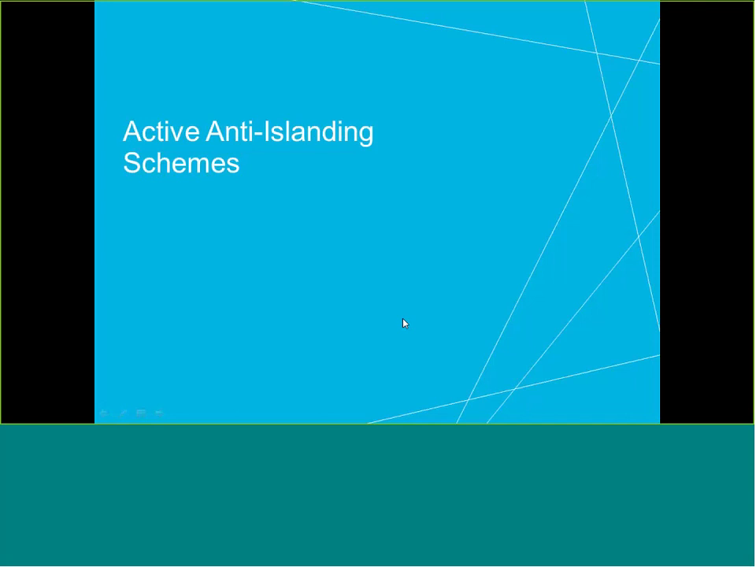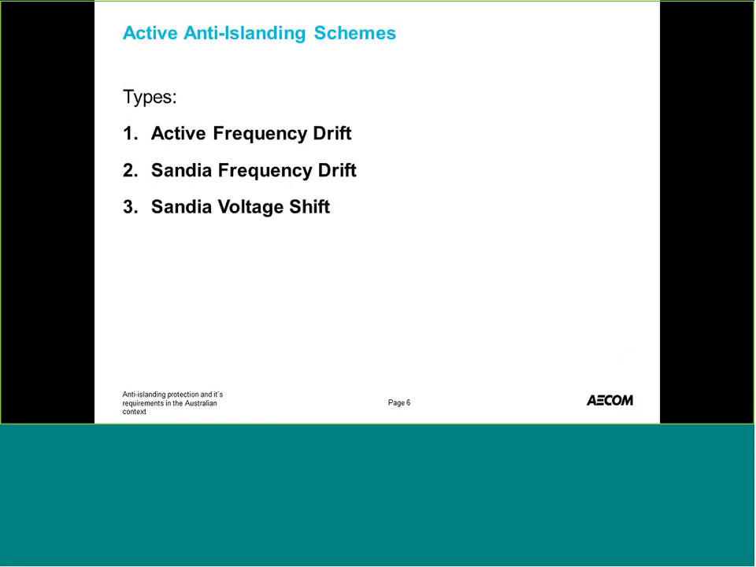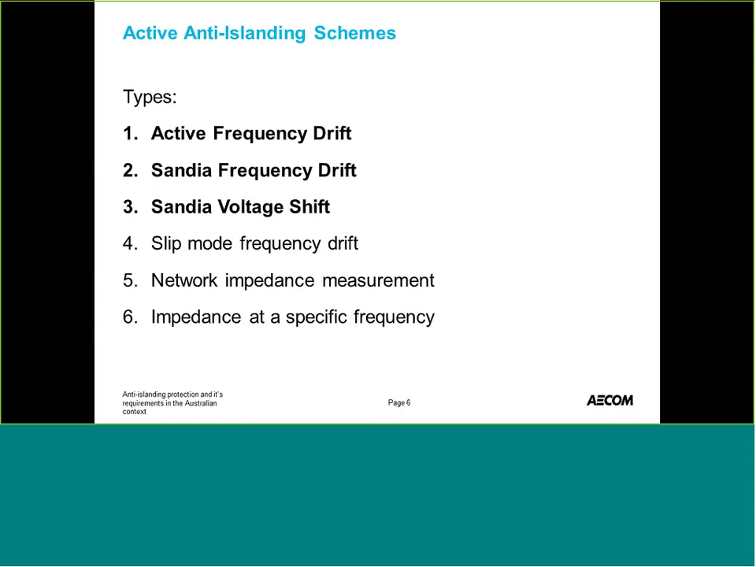Wanted to spend a bit more time talking about active anti-islanding schemes, because I think it's an area in Australia that's not necessarily covered in too much detail compared to overseas. There's a few different types. So there's the active frequency drift method, the Sandia frequency drift method, the Sandia voltage shift method, which is typically used in conjunction with the Sandia frequency drift, slip mode frequency drift, network impedance measurement used in some of the old small string inverters, and measurement of impedance at a specific frequency.